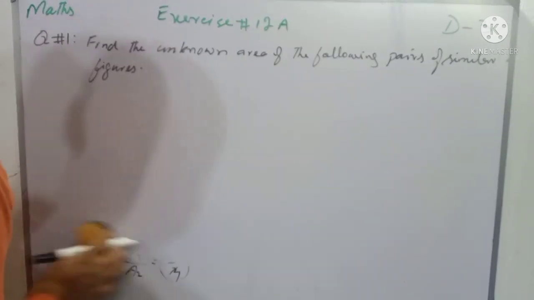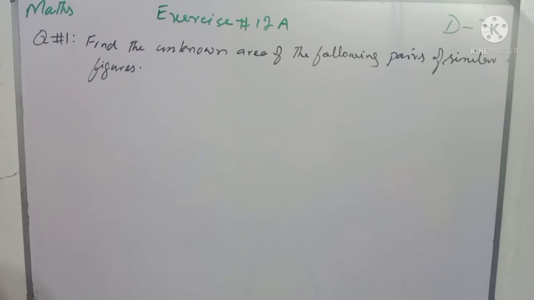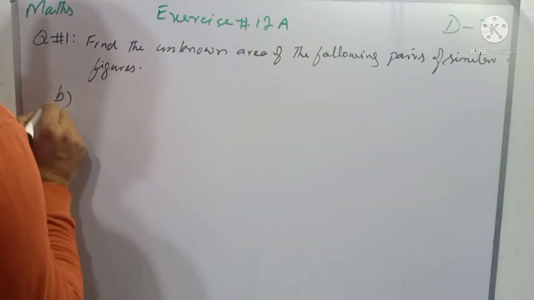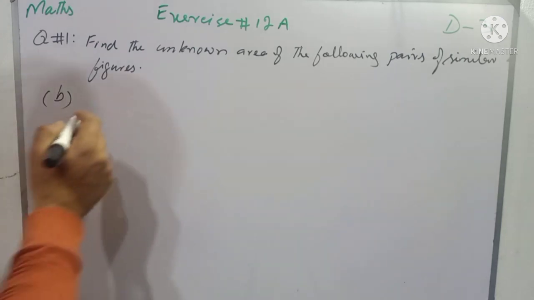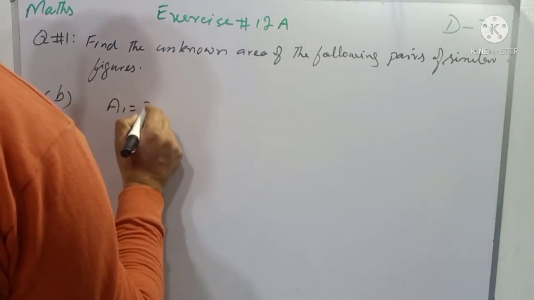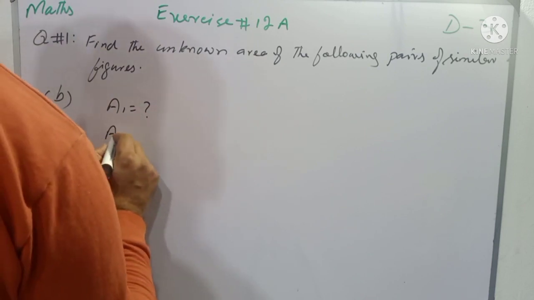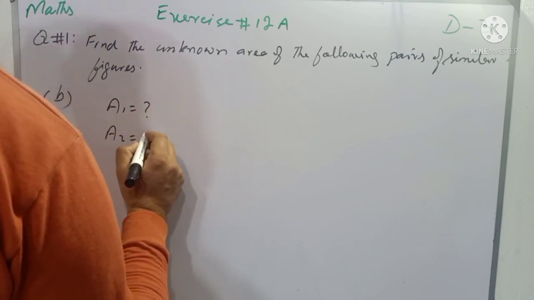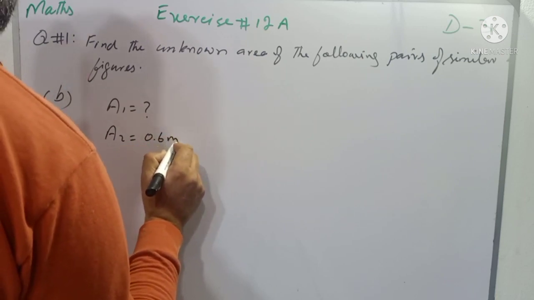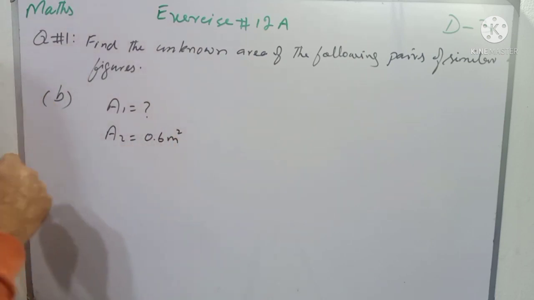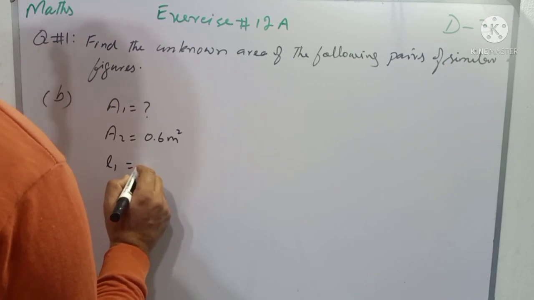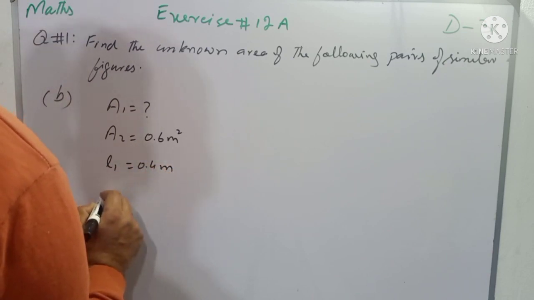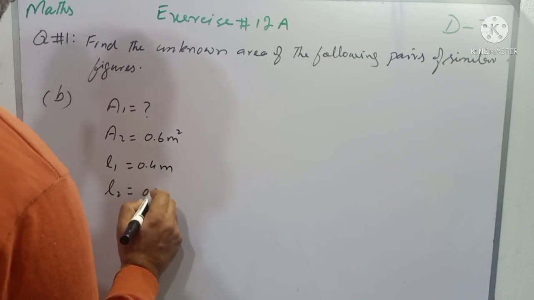Students, now I am going to solve part B of the same question, and I am going to explain this question in Urdu so that you can understand easily. In part B, there are two cylinders, and we have to find A1, whereas area 2 is given, that is 0.6 meter square, whereas length L1 is 0.4 meter, whereas length 2 is 0.2 meter.